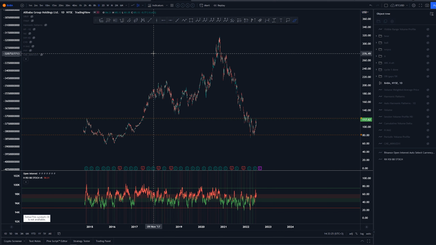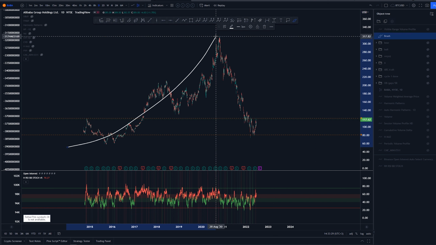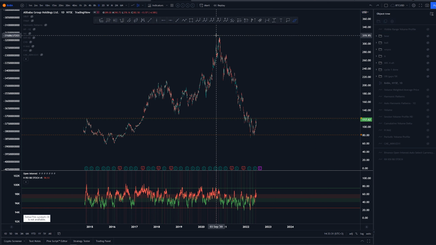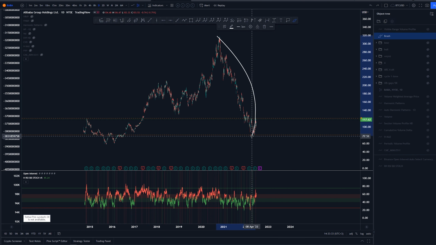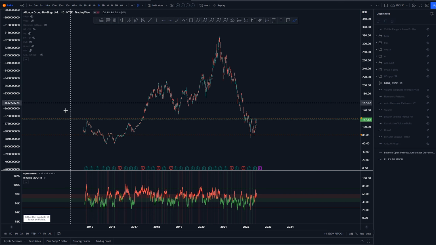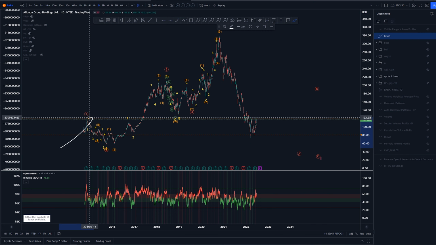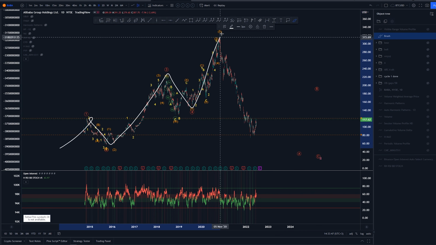Starting here on our daily time frame, we've had this massive run up to around $319, and now we have come down to less than $100 and now had some kind of pump up here. Now, in higher time frame, if we want to look at this as a bullish option, we would look at this as a possible 1, 2, 3, 4, and 5.